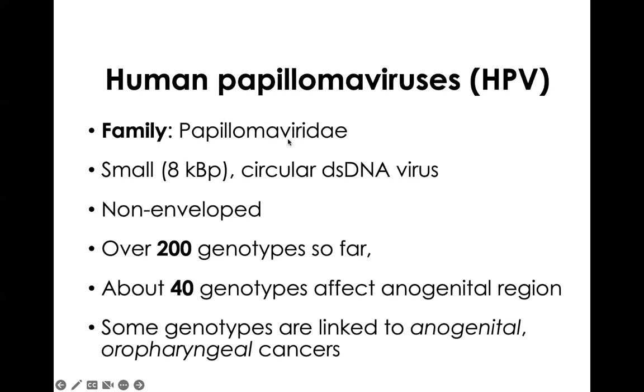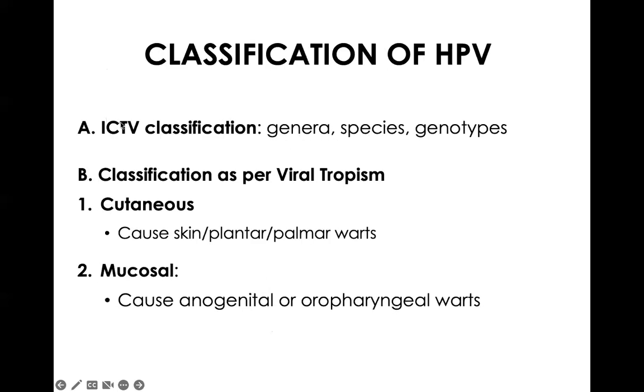So this basically is the initial part of the classification, which is the official taxonomic classification based on the International Committee on Taxonomy of Viruses, where we classify them based on the general species and genotypes. And then we can also classify them based on the tropism. We have quite a number of HPV types that are mainly associated with cutaneous infections, where they either infect the skin or the feet or the hands. And then we have the ones that are mainly associated with mucosal infections, where they infect the anogenital mucosa or the oropharyngeal mucosa.